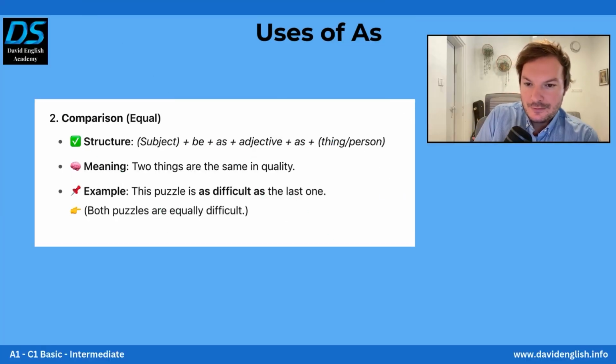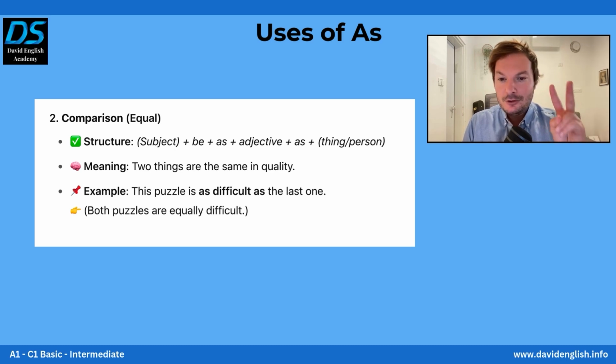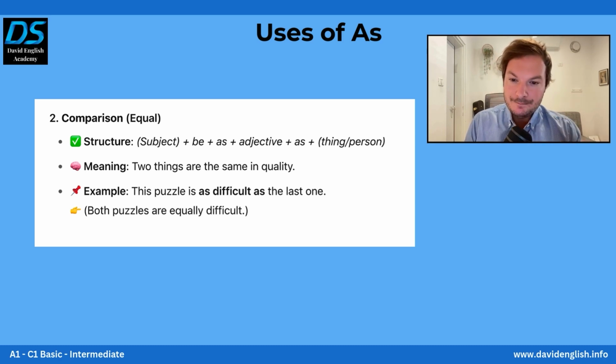Number 2, the second use for as, it's comparison. When we want to show that something is equal, the structure is subject plus be plus as plus adjective plus as plus the thing or person, meaning two things are the same in quality. Example, this puzzle is as difficult as the last one. Both puzzles are equally difficult.